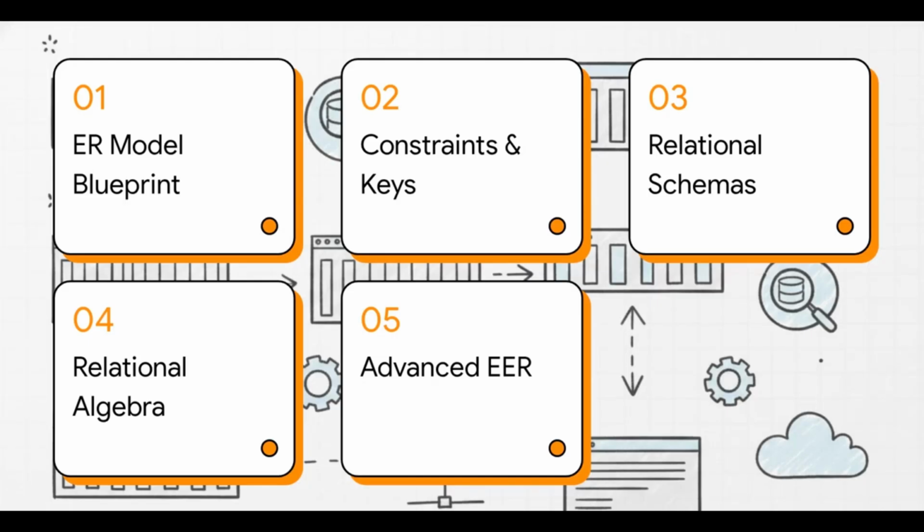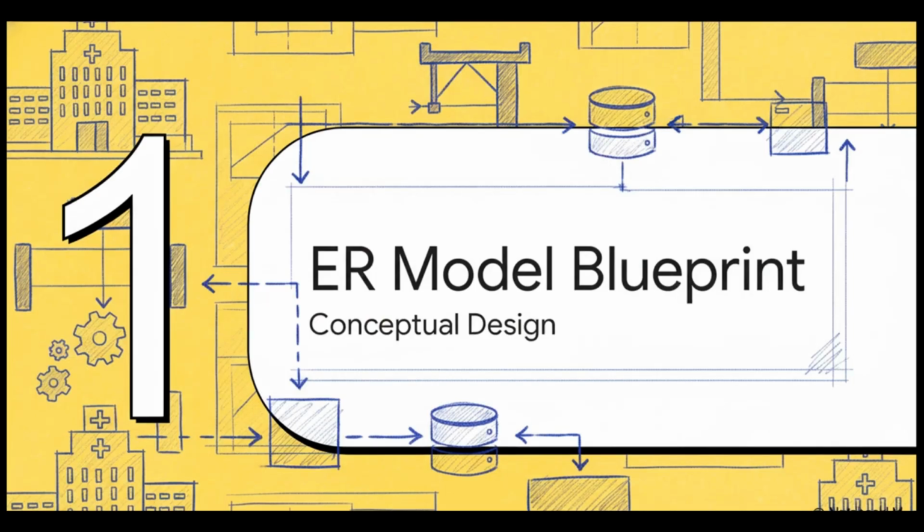So here's our roadmap for the journey today. 1. Blueprinting the ER model. 2. Constraints and database keys. 3. Converting to relational schemas. 4. Mastering relational algebra. And 5. Advanced modeling and EER.